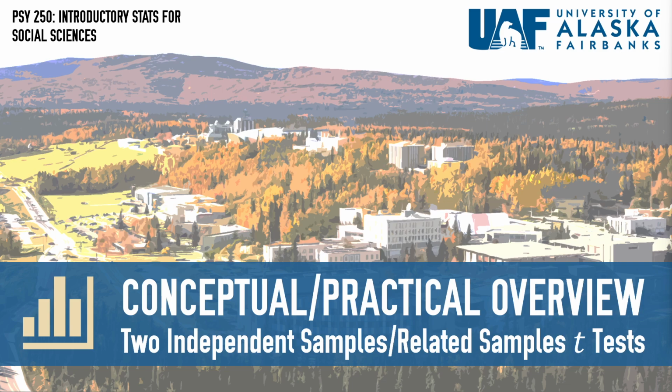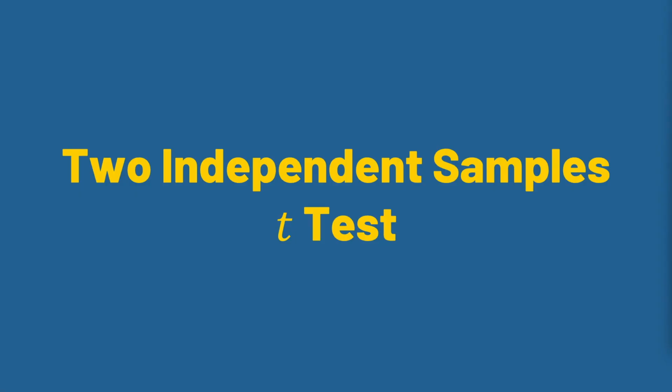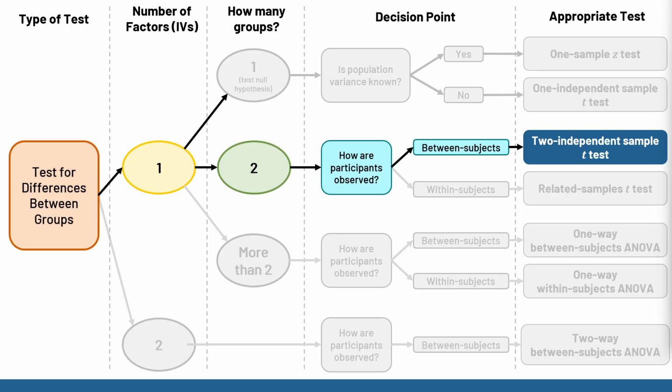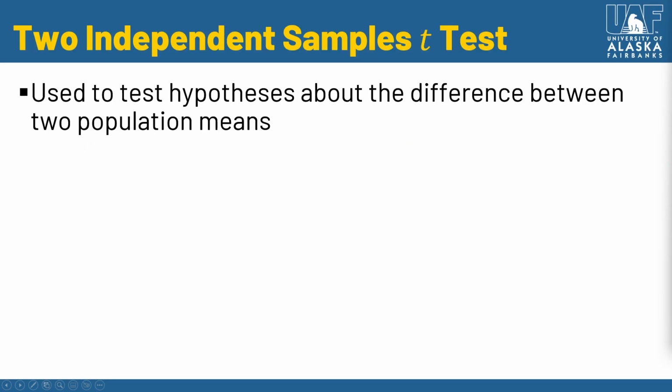Okay, and we're back. So now we'll continue our discussion about these different t-tests by diving into the actual t-tests themselves. So let's start with the two independent samples t-test. Again, looking at our handy chart, this is a comparison between two groups, and we're observing them between subjects. And so this here is a two independent sample t-test.